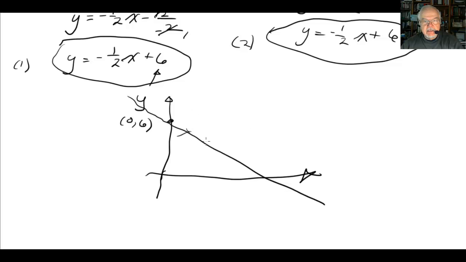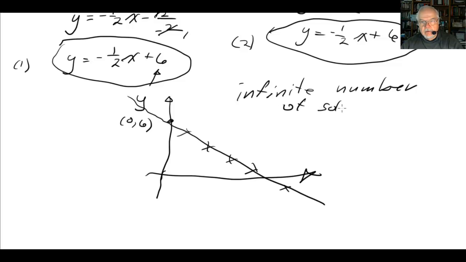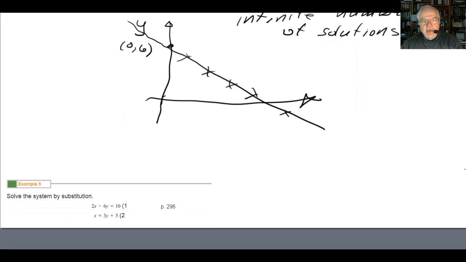One line. Since it's one line, every point on that line is a solution. And since there are infinitely many points on that line, there are infinitely many solutions. So this dependent set of equations results in an infinite number of solutions, which is another one of our special cases. Infinite number of solutions.